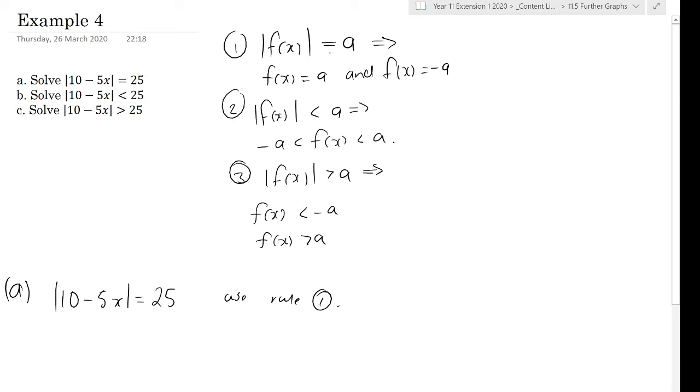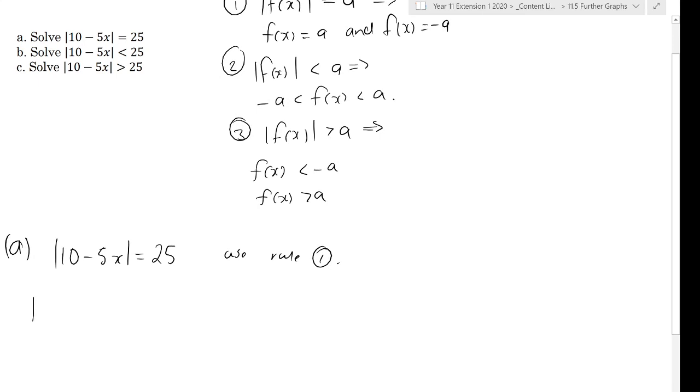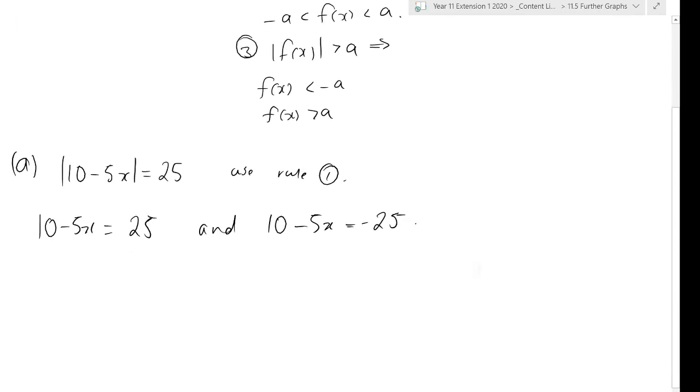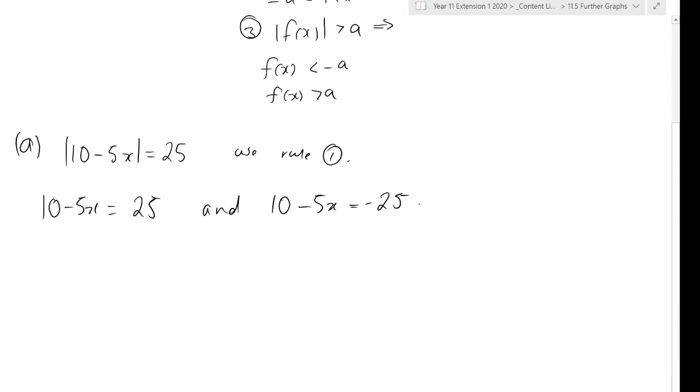So the absolute value of f of x is equal to a. That means that f of x is going to be equal to a. So the function on the inside, 10 minus 5x, is going to be equal to the number on the outside. And that function is equal to negative of that as well. So let's continue.